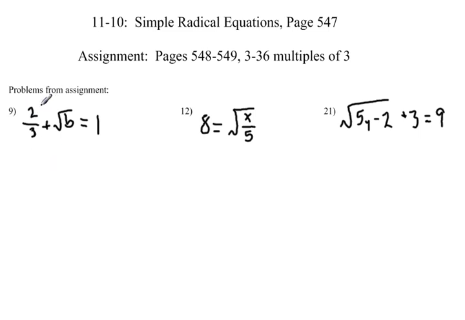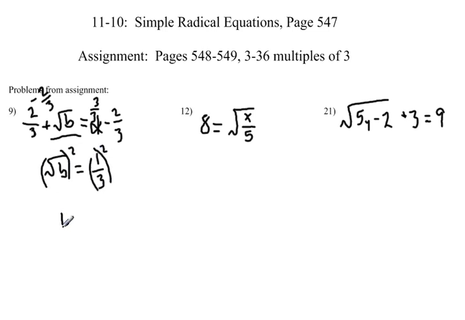On number 9, again, you want to isolate your square root of b. So I'm going to subtract 2/3 from both sides. So you're left with the square root of b equals, now 1 minus 2/3 will leave you with 1/3. If you're going to do that mathematically, replace the 1 with a 3/3. Now when you square both sides, you're going to get b equals 1/9. Remember that exponent affects your denominator as well as the numerator.